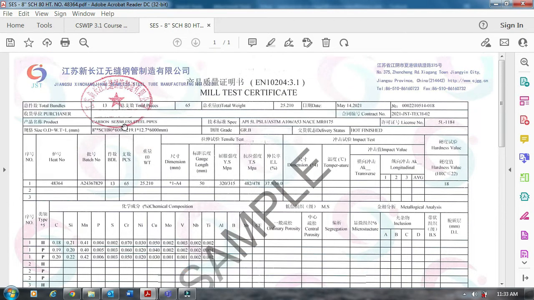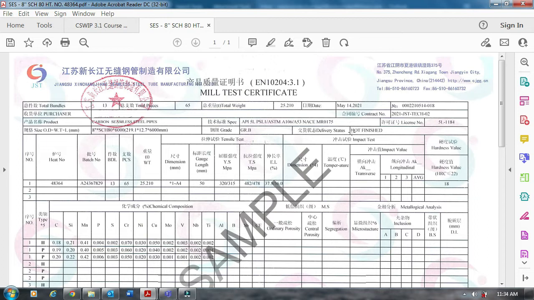So this is a carbon steel seamless pipe, 8-inch schedule 80. Wall thickness 12.7 mm, length 6000 mm, which is 6 meters, grade B. It is API 5L PSL1, ASTM A106 grade B, and NACE MR0175. The NACE number is also important. And this is hot finished. This is what is already written in the MTC of the material, that this is hot finished.